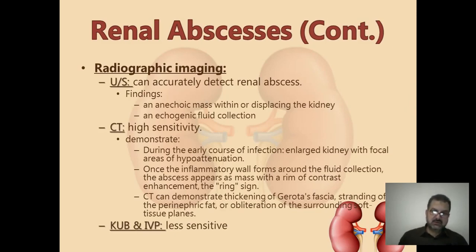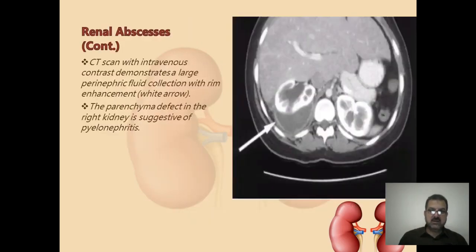CT scan also is very important in diagnosing this by finding attenuation, focal hypodensity in the kidney. IV contrast is less sensitive. Here is an example CT scan which demonstrates a large perinephric fluid collection with ring sign.